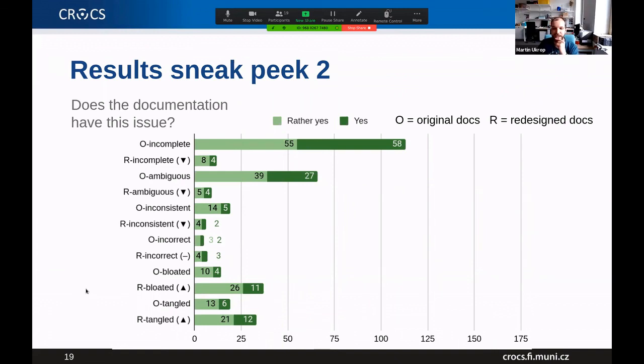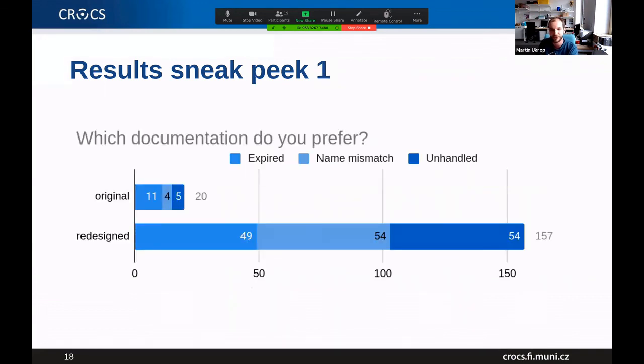So what I wanted to say is that when we look into absolute numbers, although our documentation is seen as more bloated and tangled by a couple more people, the decrease in incompleteness and ambiguity is much, much larger. So I would still say that our documentation is seen as better than the previous one, which is also supported by the single, very simple question, which documentation would you prefer?